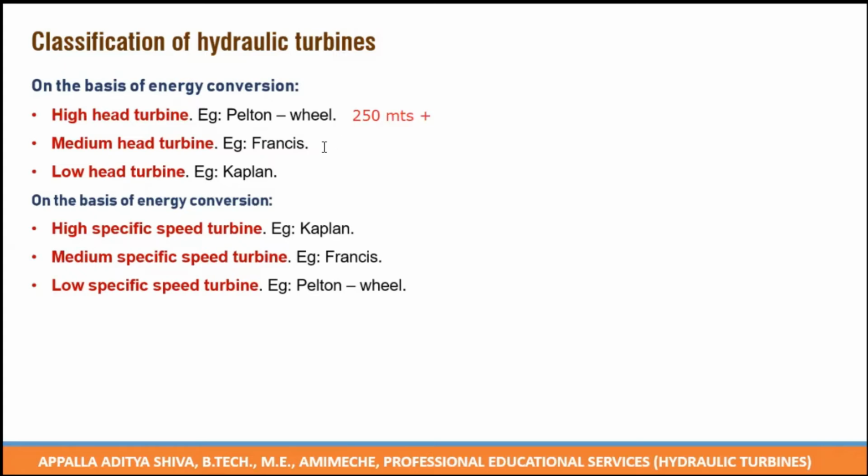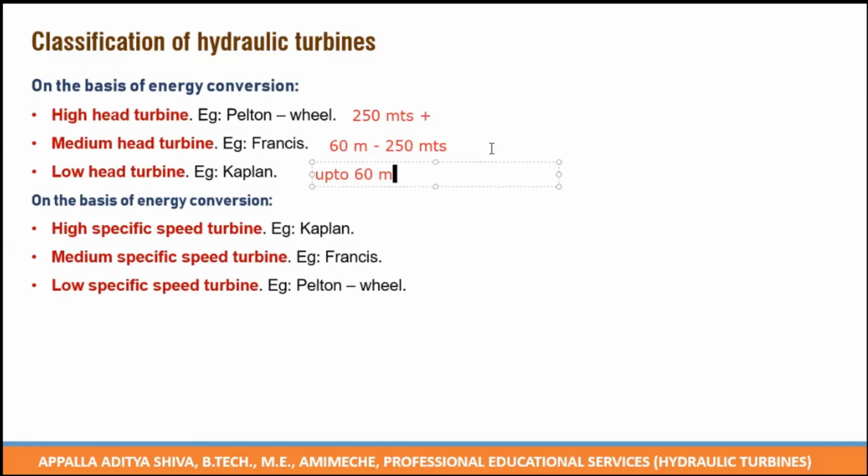Next, we have medium head turbine, where the head ranges from somewhere between 60 meters to 250 meters. So this is a medium head turbine. And lastly, we have low head turbine, that is the axial flow Kaplan turbine, where up to 60 meters head is taken as a low head turbine.